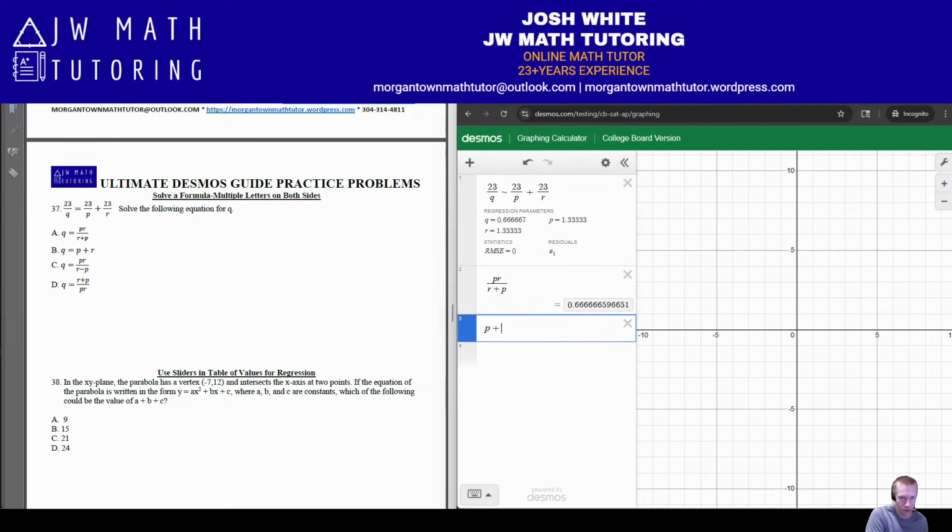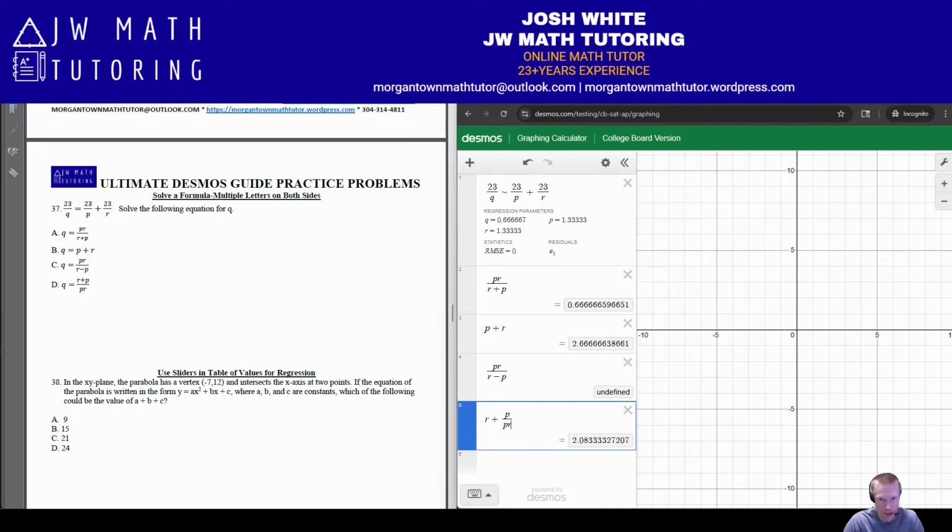All right, so we've got A looks pretty close to matching. I mean, the value in the regression statement might be the 7 at the end because of rounding. B is obviously incorrect. Let's see here. This one is undefined. Okay, so that's not going to work. And D is obviously incorrect as well. So for this one, correct answer is going to be letter A.